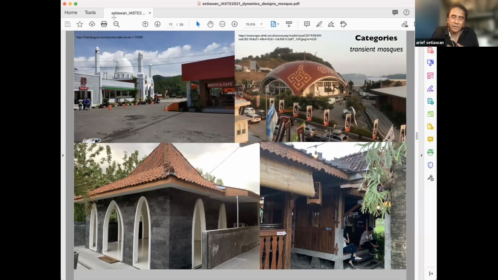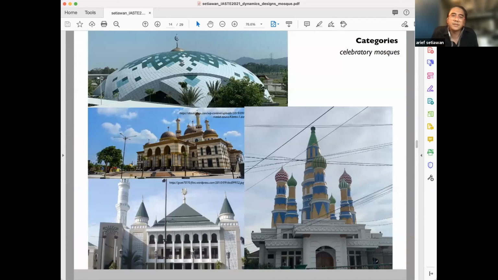The relation is very transient. People use this space just because they happen to be there, right? And the next category is what I call celebratory malls.